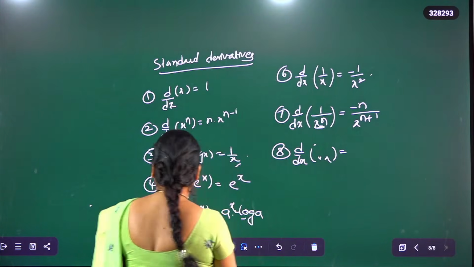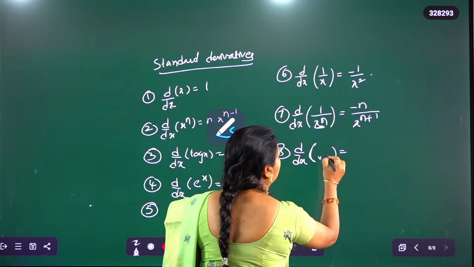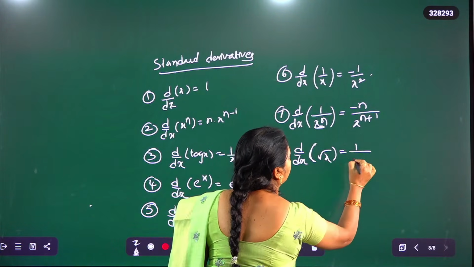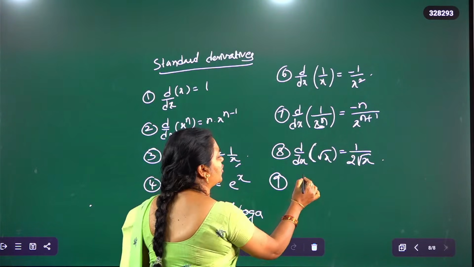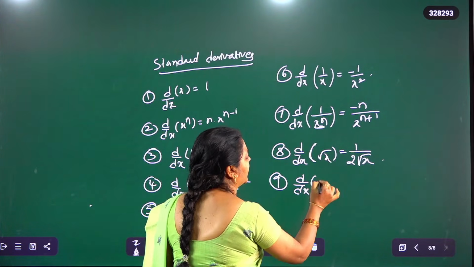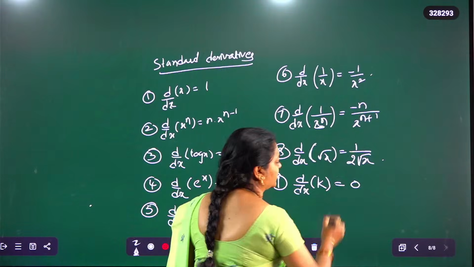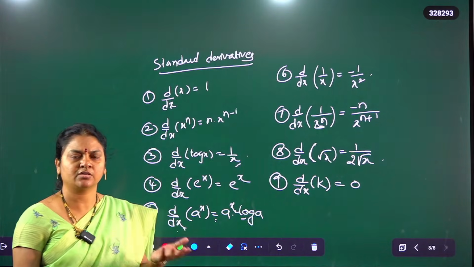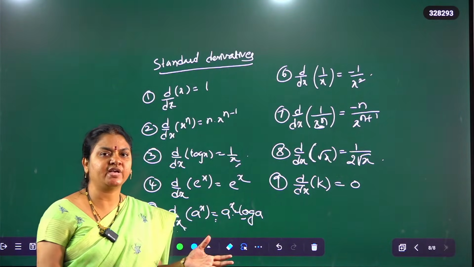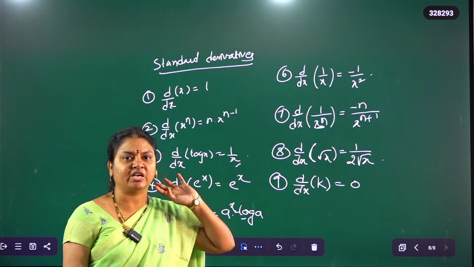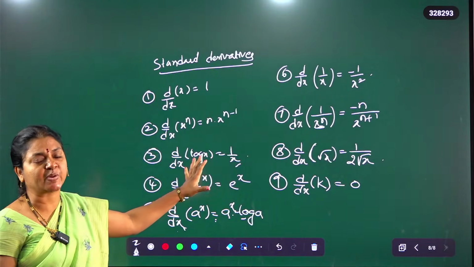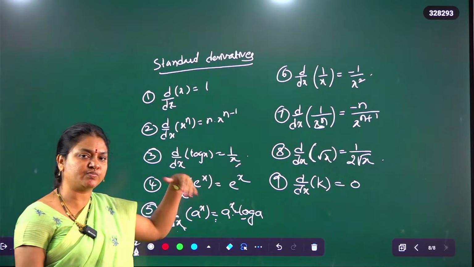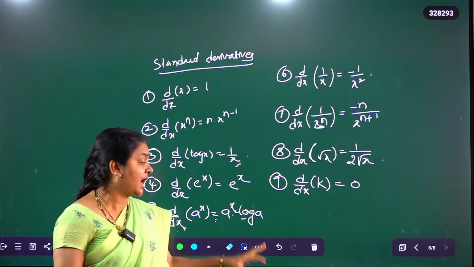Alright. d by dx of root x is equal to 1 by 2 root x. And one of the important ones that we will use plenty: d by dx of any constant value is 0, because constant means there is no change. So always the derivative of a constant value will become 0. These are the important formulas that you need to remember in this particular chapter, that will be useful in doing your problems.